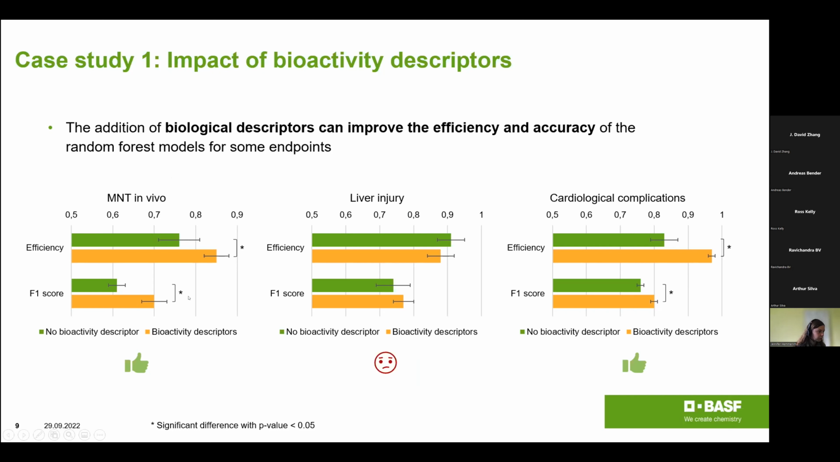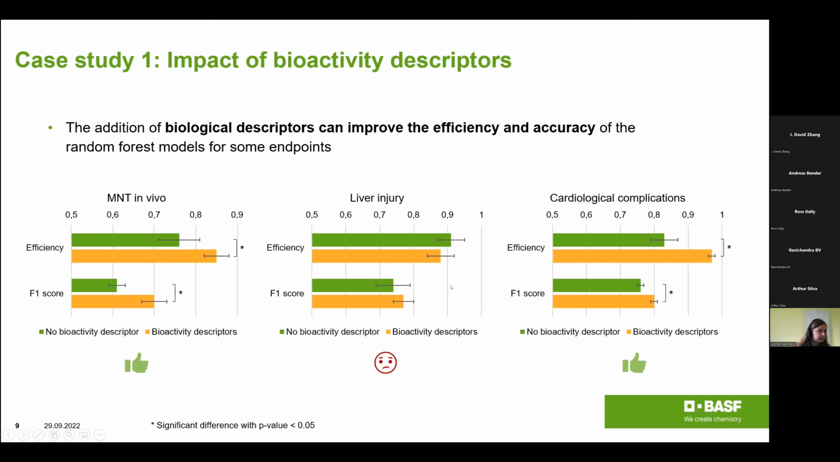In concordance with this, if you look into the F1 score, which is basically the harmonic mean of precision and recall, so a measure of how well the actives can be retrieved, and look here at the orange bars, the bioactivity descriptors, we were really successful for the micronucleus and for the cardiological complications. However, overall for the liver injury, it did not work as well as for the other 2 endpoints.